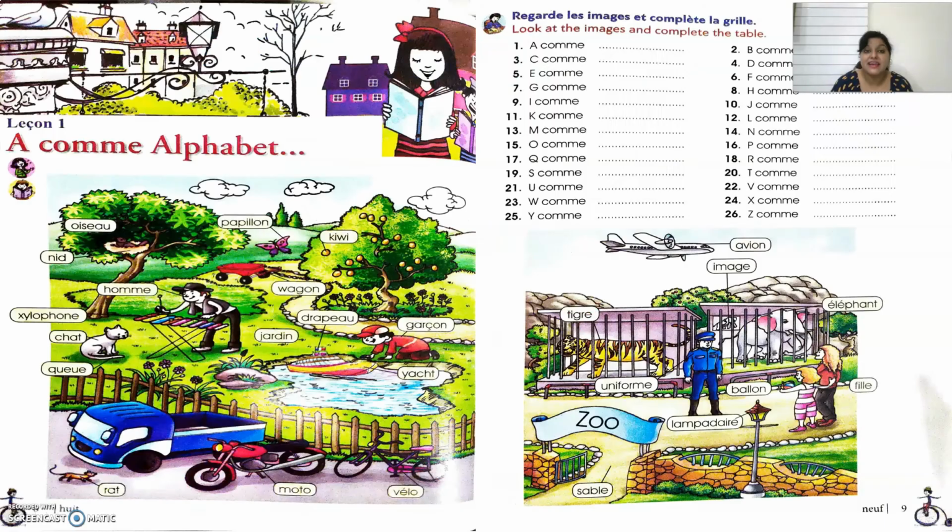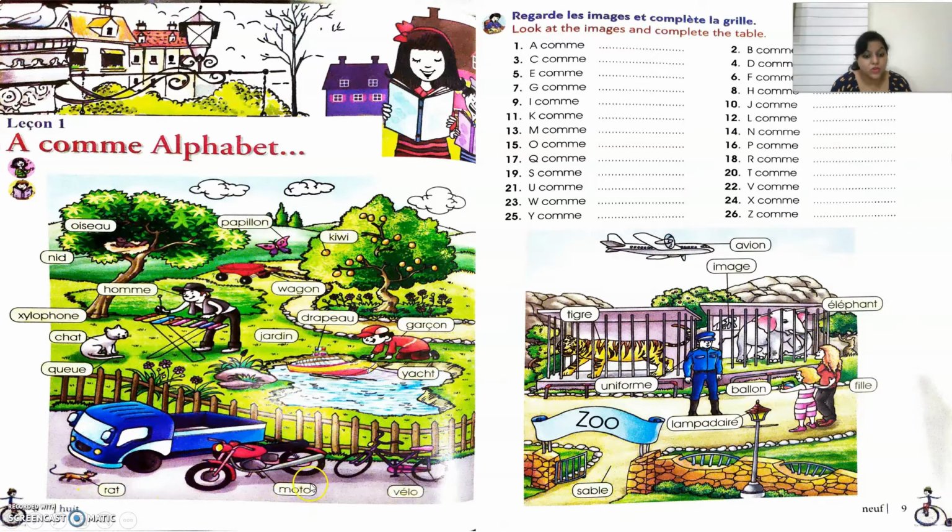Now let's quickly read out the text written on the first page of the lesson. So it's written Leçon-1 or lesson number 1. A comme alphabet. That means A is for alphabet. So on this page and on the next page they have given you the vocabulary. For example, oiseau, that's bird. Nid, nest. Homme, man. Xylophone, xylophone. Chat, cat. Queue, that's a tail.